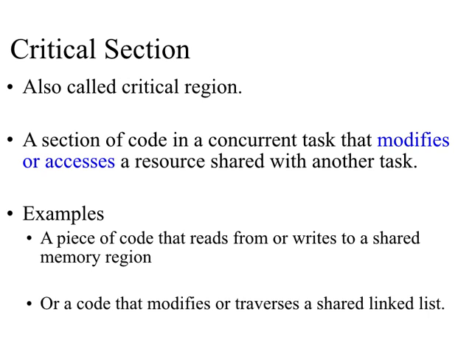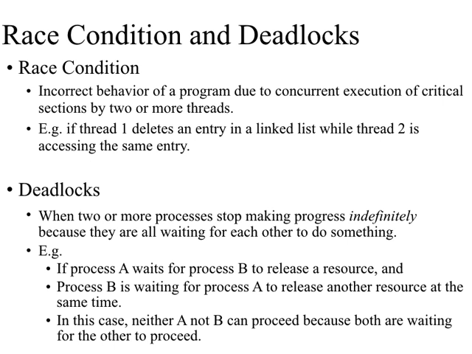Or you might, for example, have a linked list that is shared between multiple threads within the same process. And if multiple threads are modifying this shared linked list, then the code which modifies the linked list constitutes a critical section. So the notion of critical section also brings in two related concepts, race conditions and deadlocks.